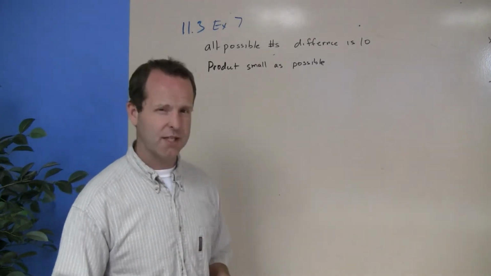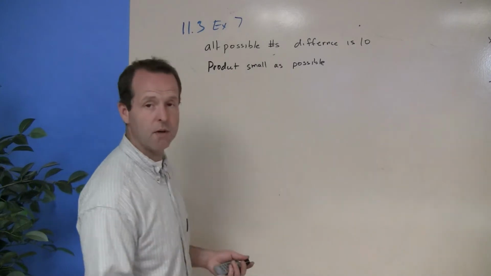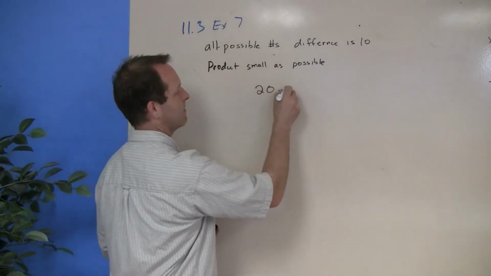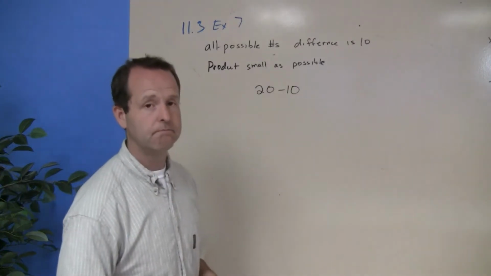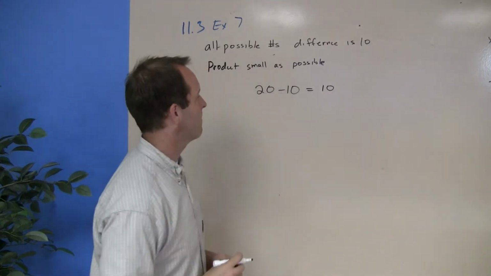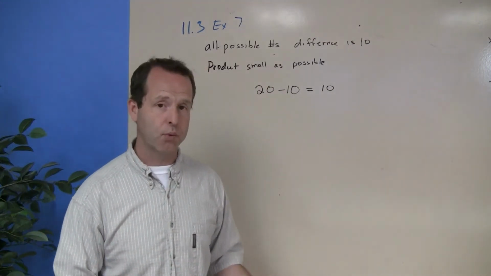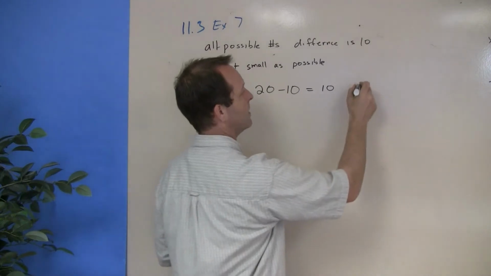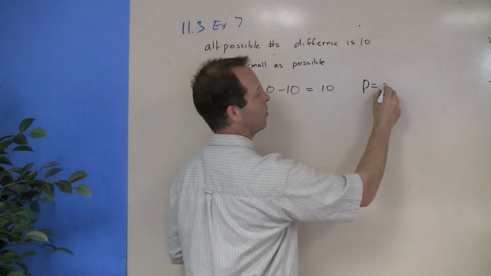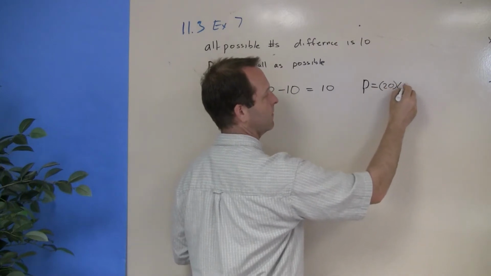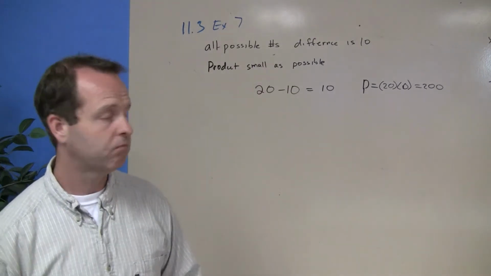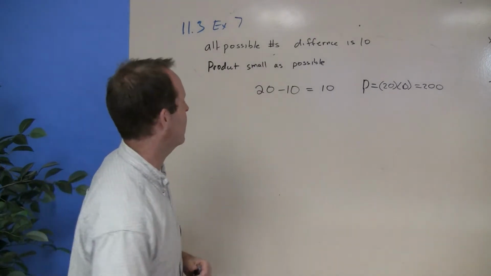Let's do a couple examples, just to get a feel of what's happening here. Two numbers whose difference is 10. So maybe like 20 take away 10. That difference is 10. And I want to find what its product is. So maybe its product is 20 times 10, and that equals 200.